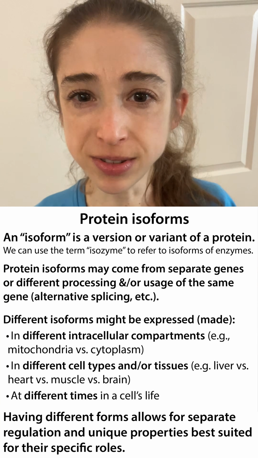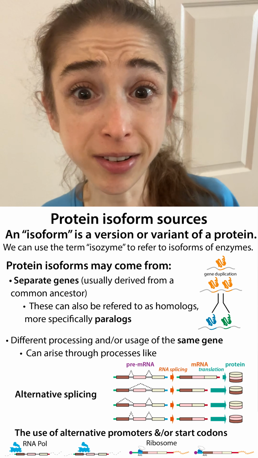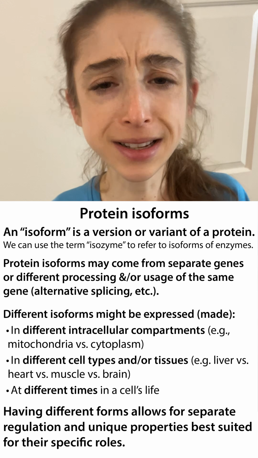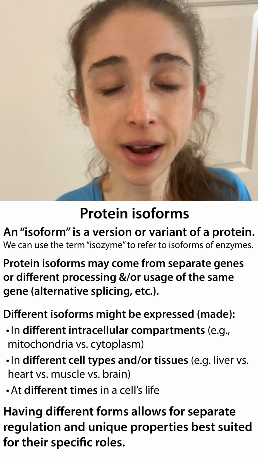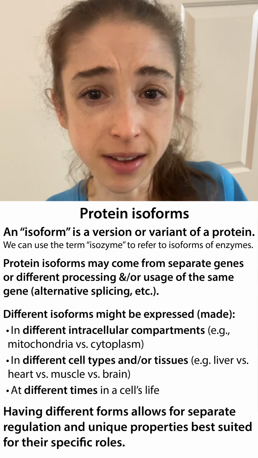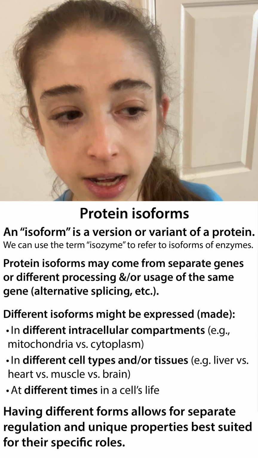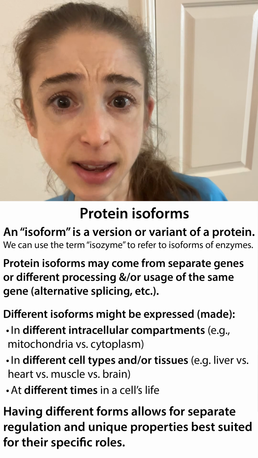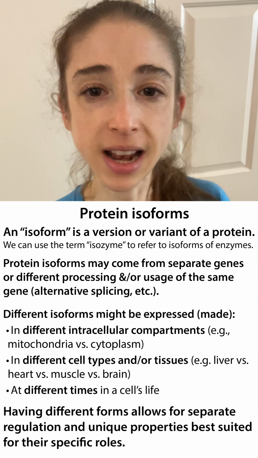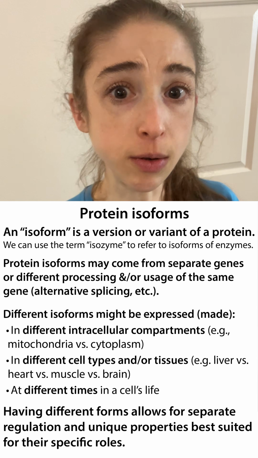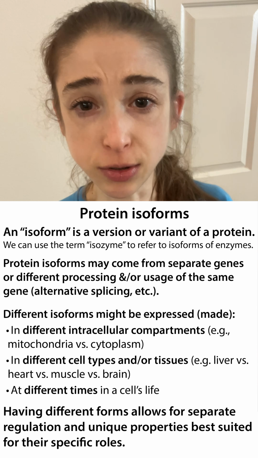A protein can actually have a lot of different variants or forms, leading us to the term isoform. So an isoform of a protein is just a variant or a version of a protein. It carries out the same overall function, but it has some different properties. So maybe it works faster or slower. It has different regulatory properties.